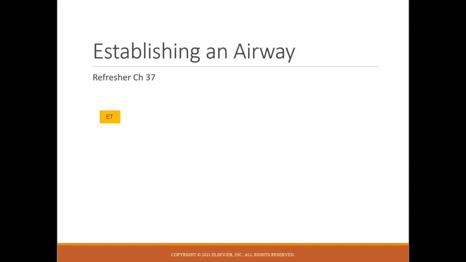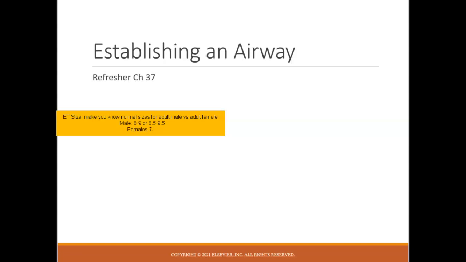So I think it's important now, if you haven't been doing this, to know ET tube size. Make sure you know normal sizes for adult male versus adult female. So typically your males will be an 8 to 9 for your size. Some references I've seen before say 8.5 to 9.5. But I feel like anything over 8 is an adequate size for an adult male. Okay, for your adult females, you're looking at that 7 to 8 range.